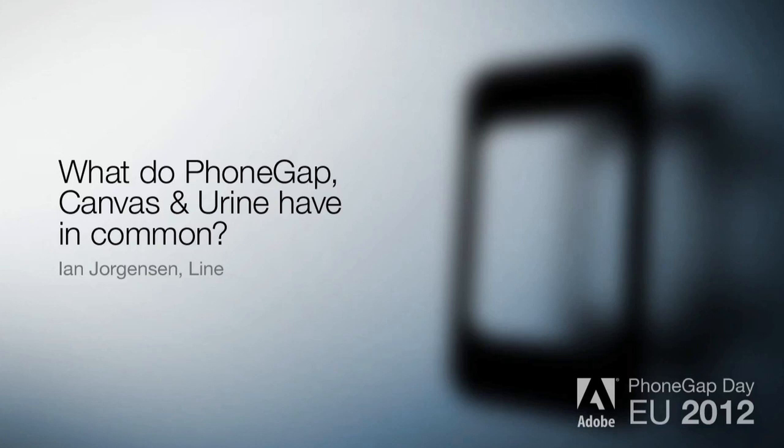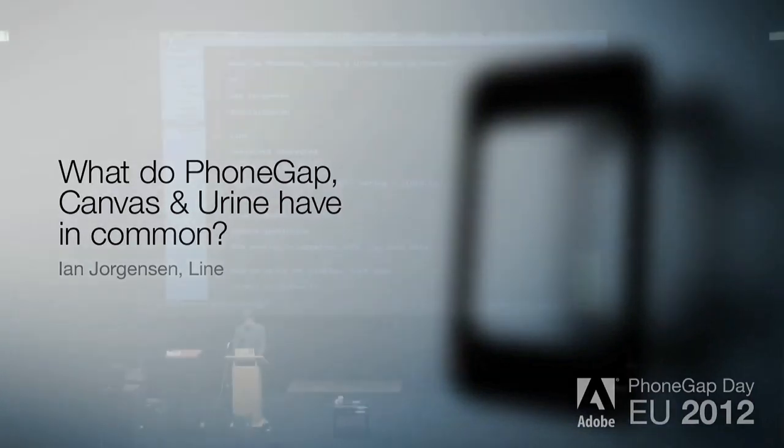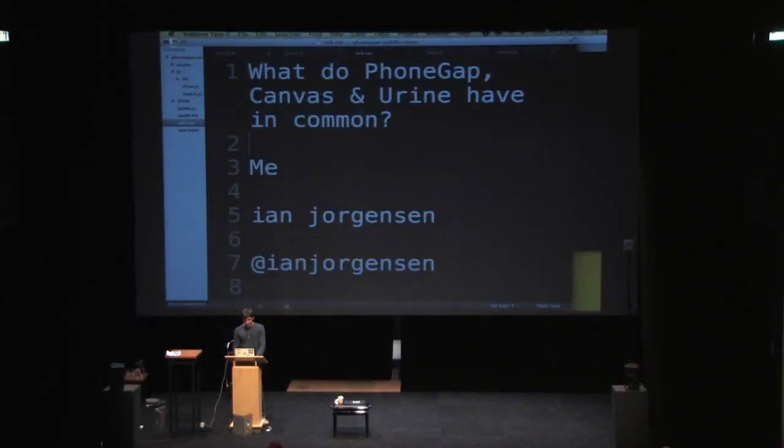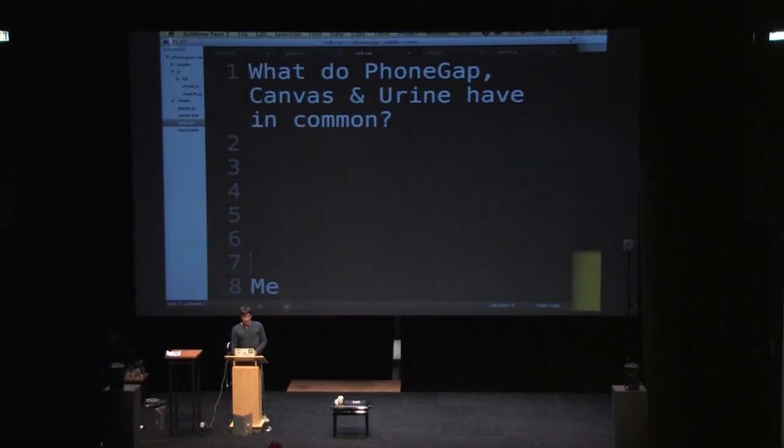So the title of the talk is: what do PhoneGap, Canvas, and urine have in common? And as you already found out, I mean literally. It's not a metaphor of like what do they have in common.